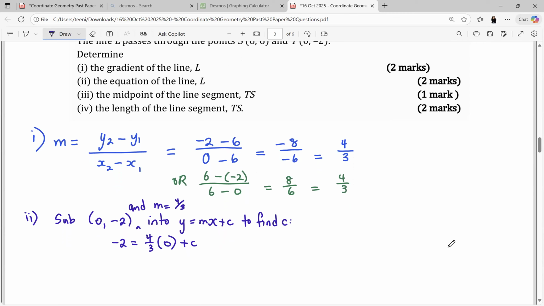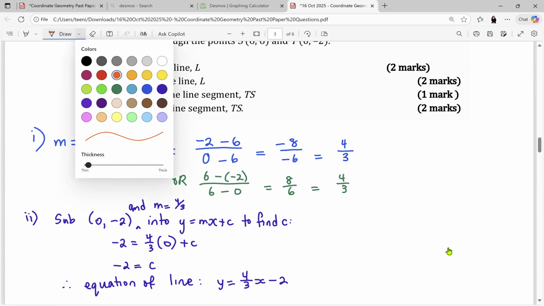But I use this one instead. So you'll end up with -2. Now 4/3 by 0 is 0, so that will just be c is -2. Therefore, the equation of the line is given by y is equal to 4 over 3x minus 2. All right?